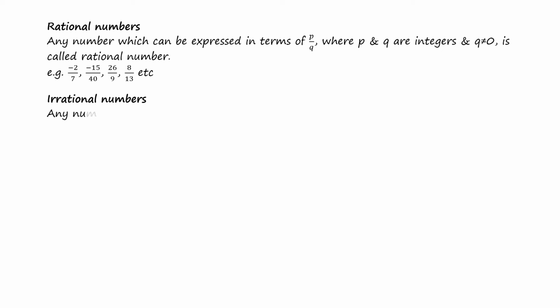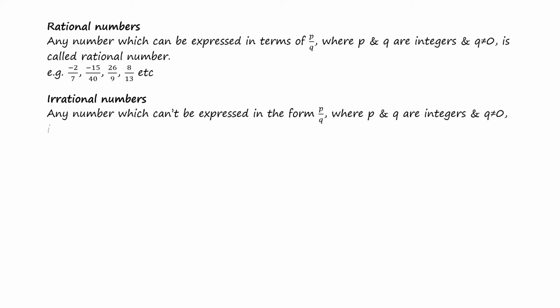Now, what is an irrational number? Any number which can't be expressed in the form of p by q, where p and q are integers and q not equal to 0. For example, √3, √5, √17, pi, etc. Let's see some theorems.